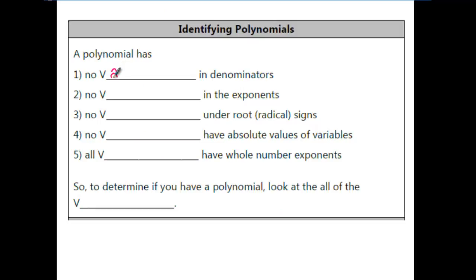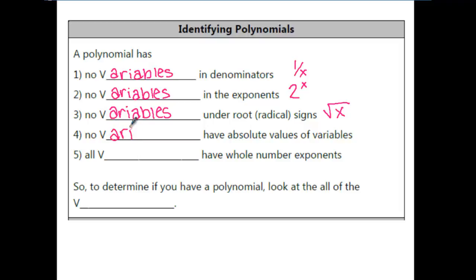A polynomial has no variables in the denominators, which means you're not going to see something like 1 over x. It has no variables in the exponents, which means you're not going to see anything like 2 to the x. It has no variables under a root or radical sign, so you're not going to see something like the square root of x.